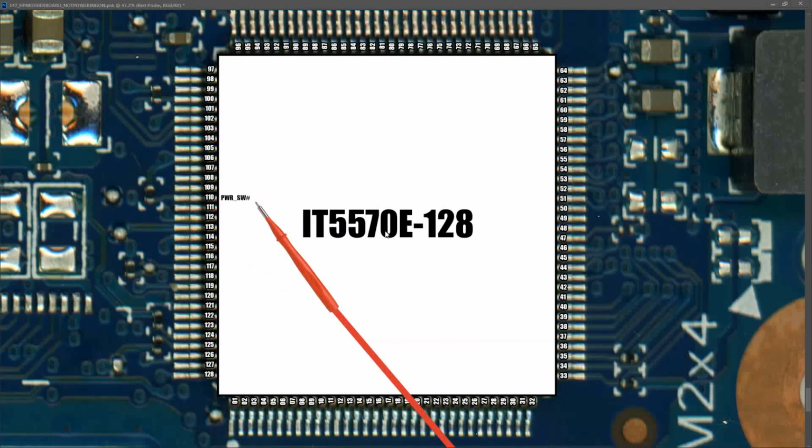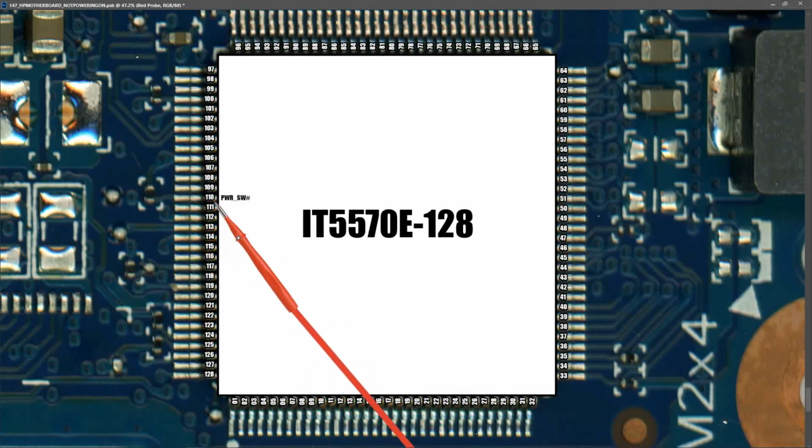Now, as I mentioned earlier, we don't have the daughter board that contains the power button. So how can we possibly emulate the power button being pressed? Well, it's quite simple, really. Here is where the signal comes in from the power button. So we very carefully ground this pin temporarily to emulate the power button being pressed.